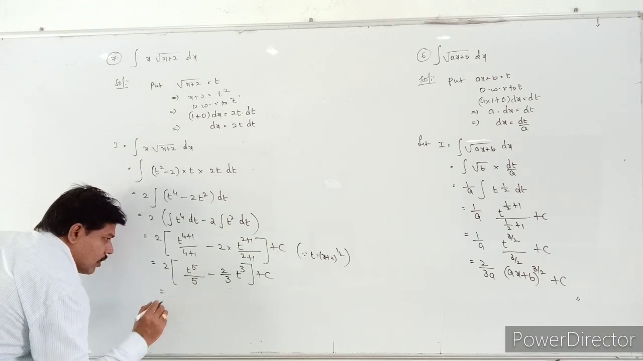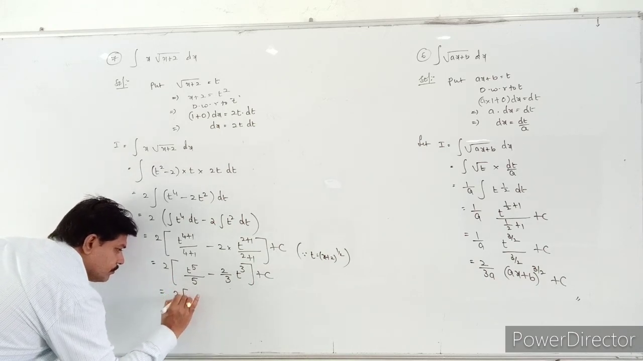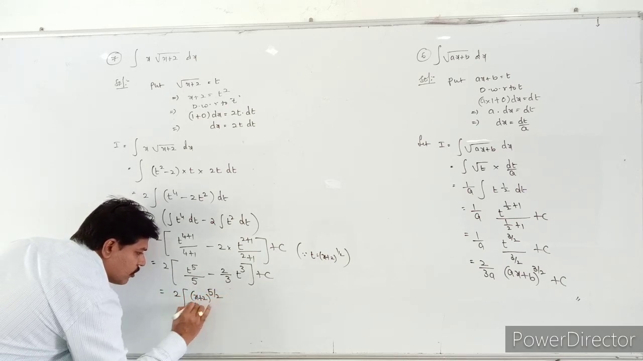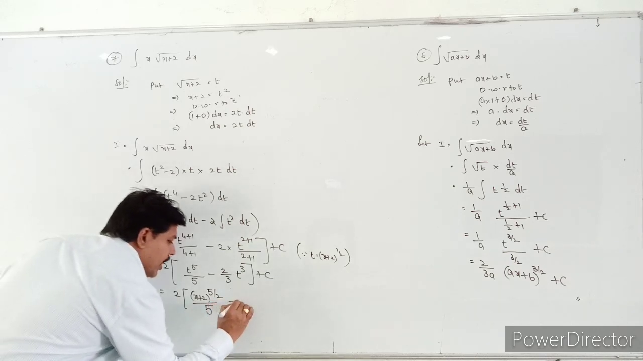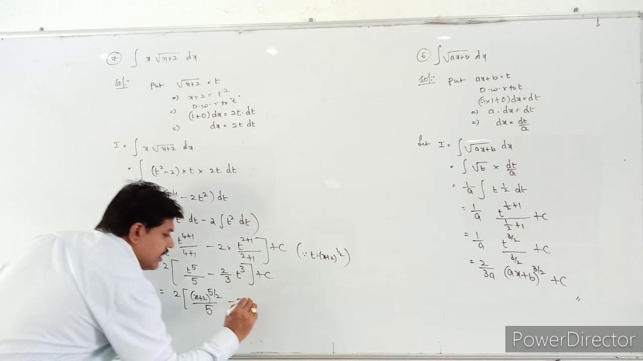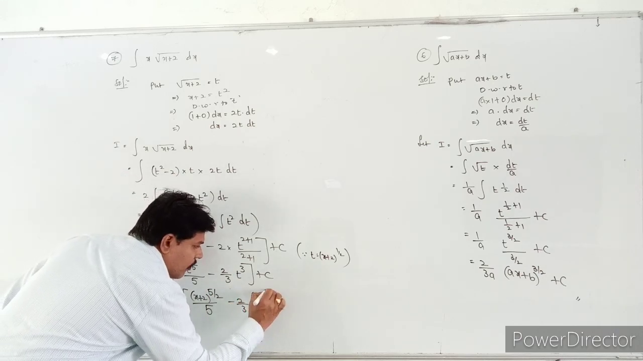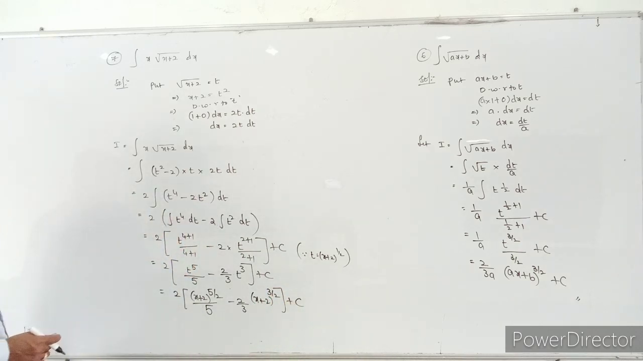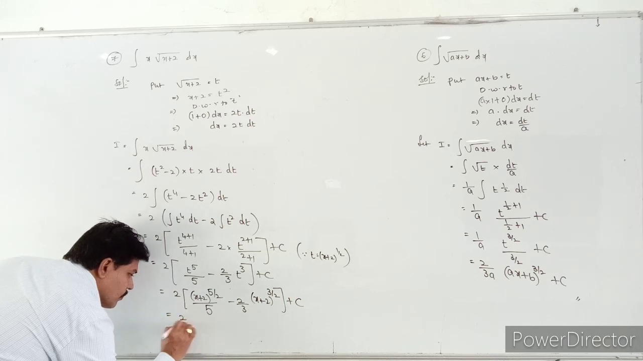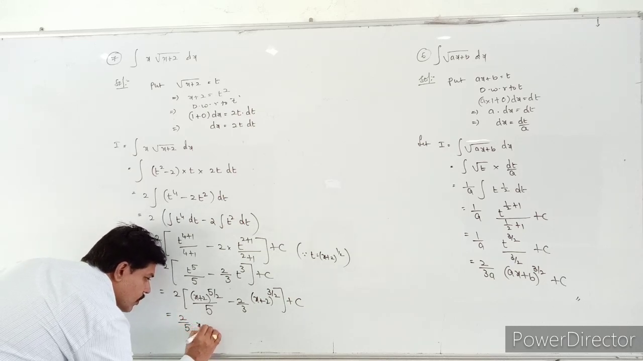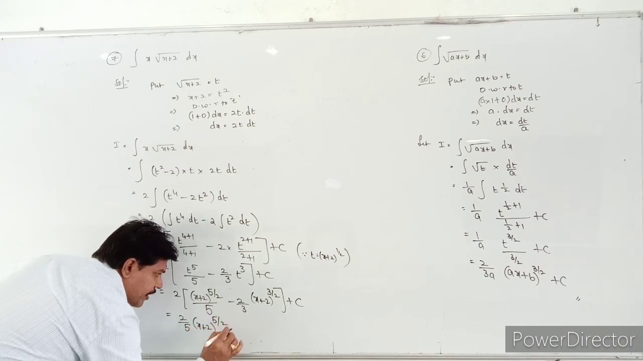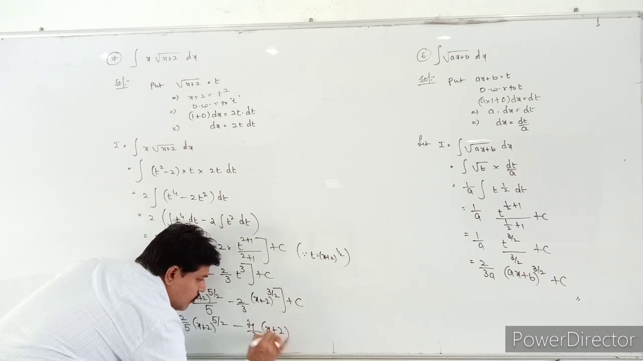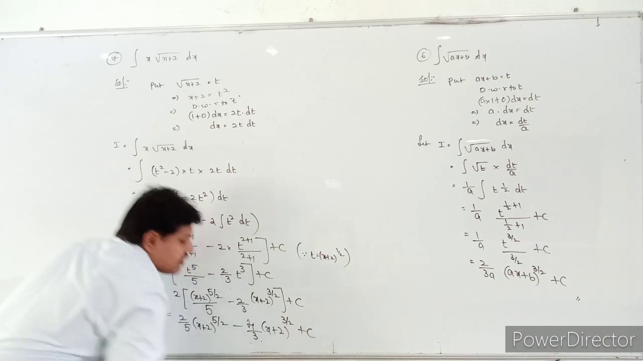What happens? That is equal to 2 into t value, which is x plus 2 whole power 5 by 2 by 5, minus 2 by 3 into t cube, which is x plus 2 whole power 3 by 2, plus c. Understand that? If you multiply with the 2 inside, what happens? 2 by 5 into x plus 2 whole power 5 by 2 minus 2 into 2, that is 4 by 3 into x plus 2 whole power 3 by 2 plus c.